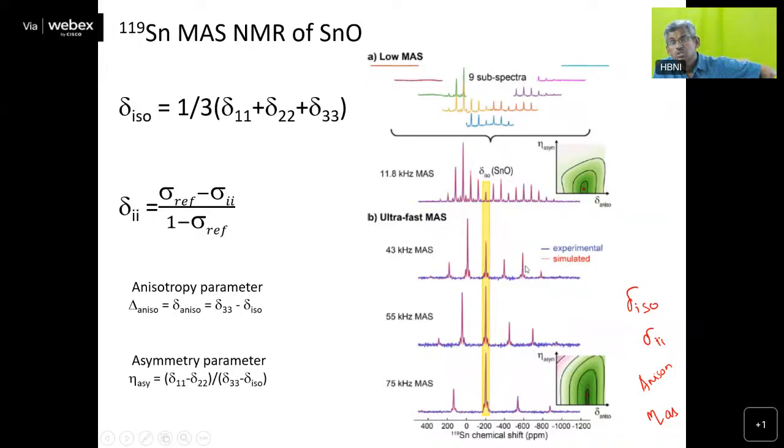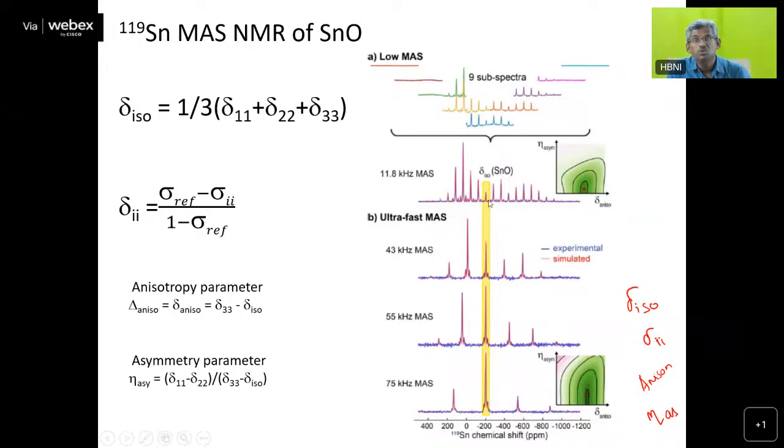If you go to higher and higher spinning speed, see, 43 kilohertz. The nine-subspectra spectrum means you are not able to excite all the regions at once. So we take a small spectral width and record the sidebands, and then you add up. Sometimes if you take a very big spectral width, folding happens, and then which is a sideband and which is a genuine peak will be difficult to tell. So they take a small region and then record the spectrum.